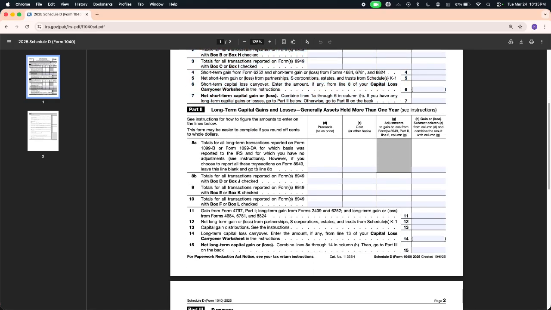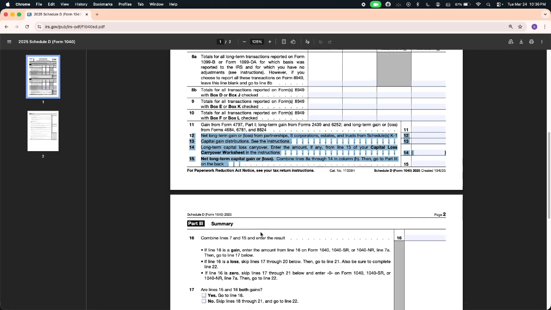Then move to Part 2, which is for the long-term capital gains and losses. So this part works almost the same way, but it's for assets held more than 1 year. So fill in the lines that apply, enter the proceeds, costs, or other basis adjustments if needed, and the gain or loss. Then finish the rest of that section and total it to get line 15.